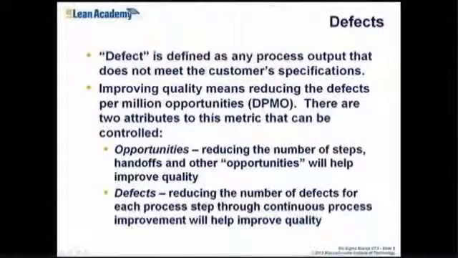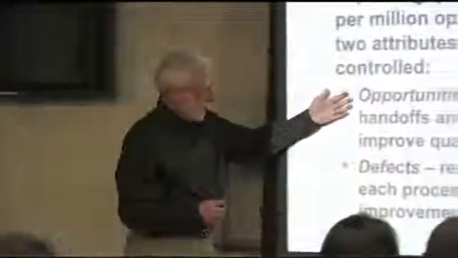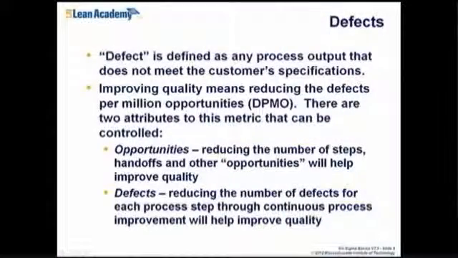Okay, an important part of Six Sigma is defects, because the goal of Six Sigma is to reduce the number of defects per million opportunities. And a defect is defined as any process output that does not meet the customer specifications, as I mentioned earlier, in a very broad sense. Okay? And so you've got two things here. You've got opportunities and defects. So you want to reduce the defects, but in many ways, you also want to reduce the number of opportunities to have defects.